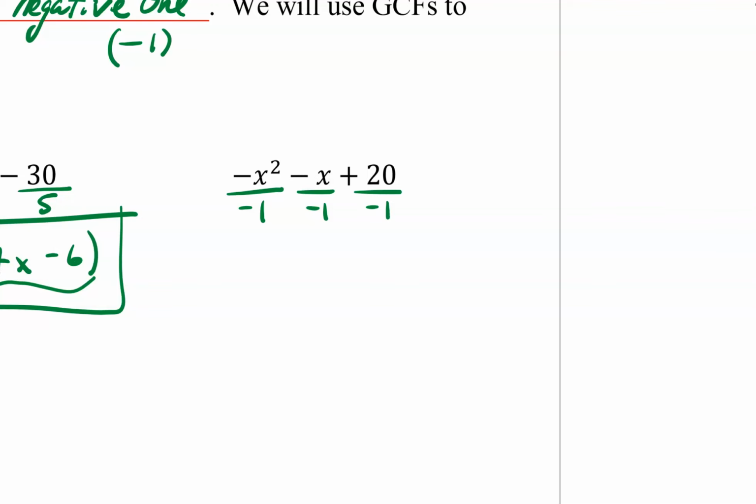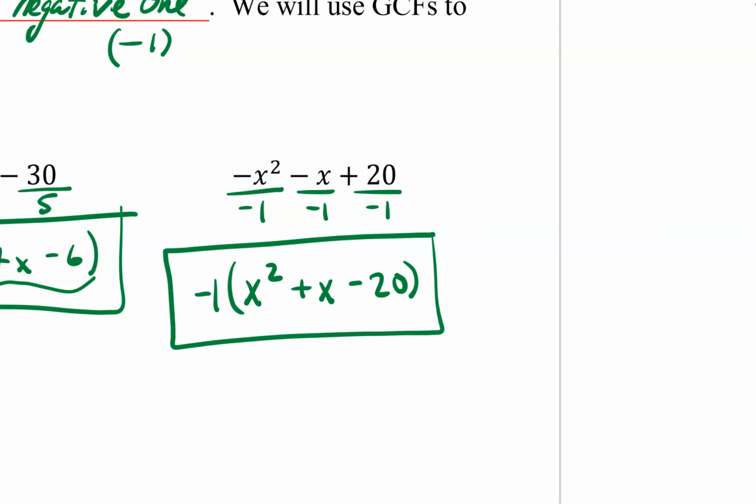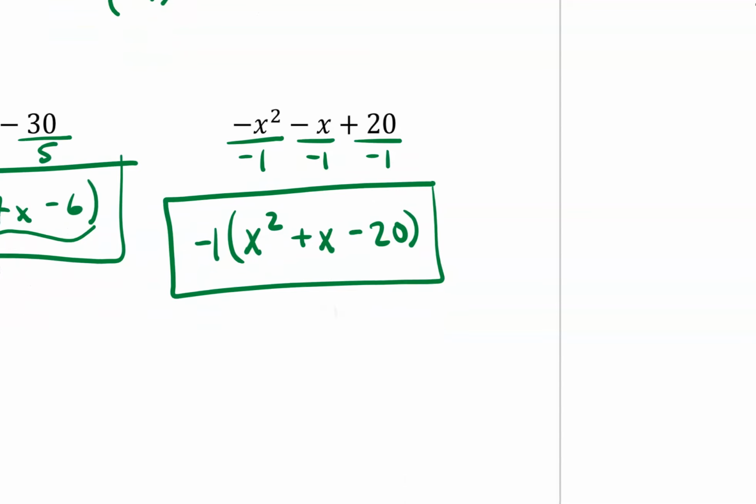And in doing so, a negative x squared divided by negative 1 becomes positive x squared. Let's not forget that that negative 1 is sitting out front now. A negative x divided by a negative 1 becomes positive x, and a positive 20 divided by negative 1 turns into a negative 20. Now I find that particularly helpful because, again, if we're factoring and stopping at the GCF, we're done. This is what I would consider a more manageable problem because the negative 1 has been factored out.